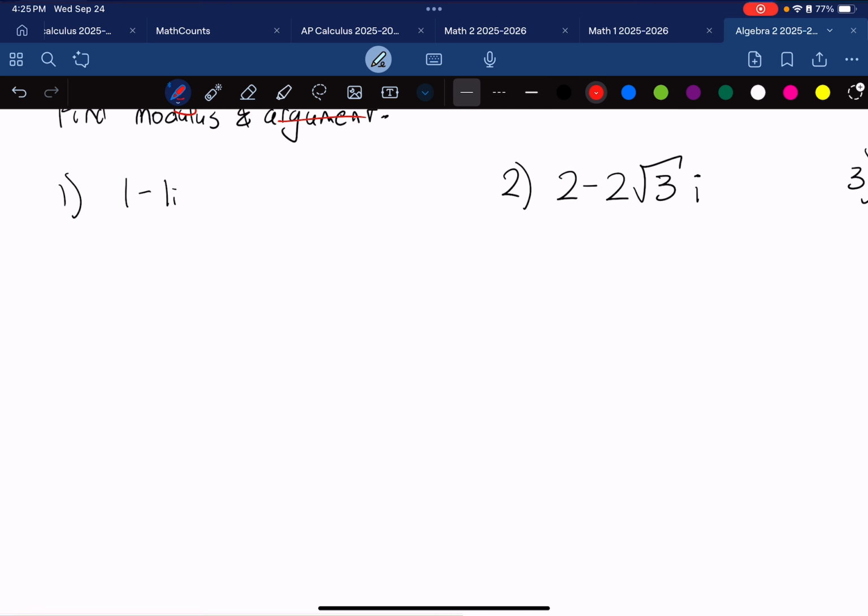All right, so 1 minus 1i. I'm just visualizing where things are so I can check my work later. 1 to the right, down 1. This point right here is 1 minus 1i. We usually call this 1 minus i. So how do we find the length?